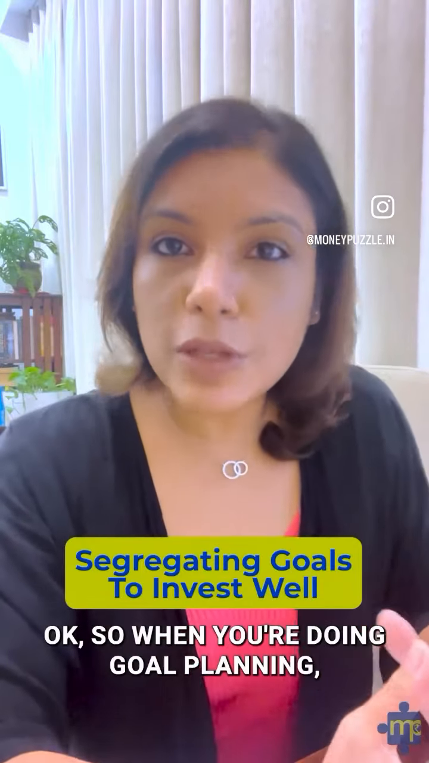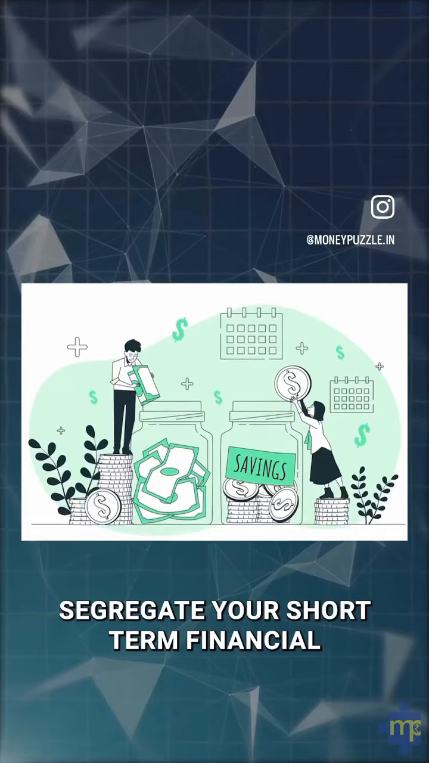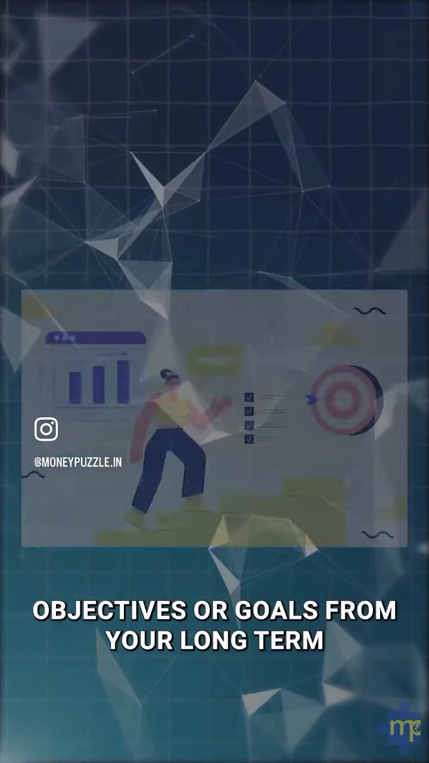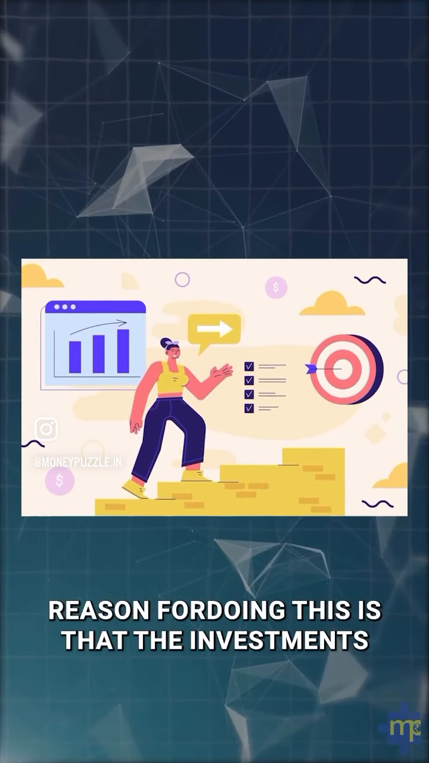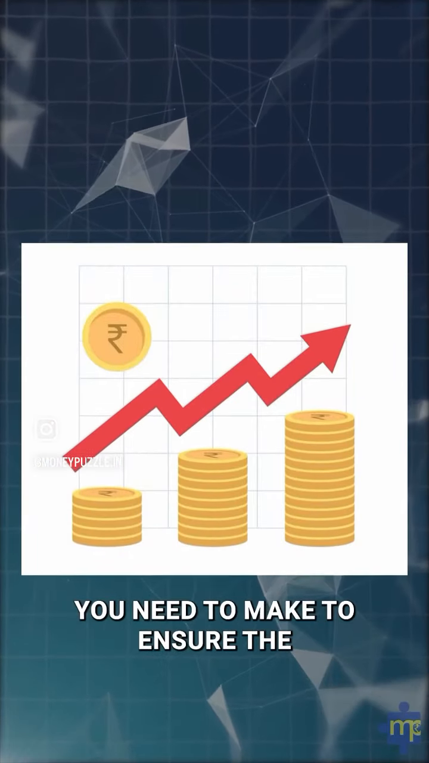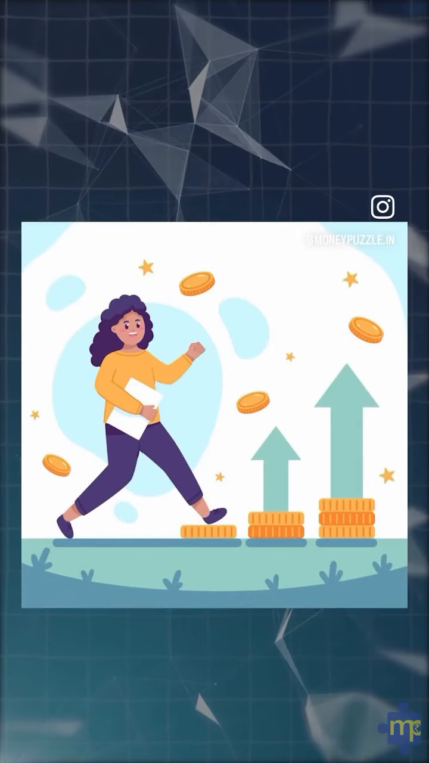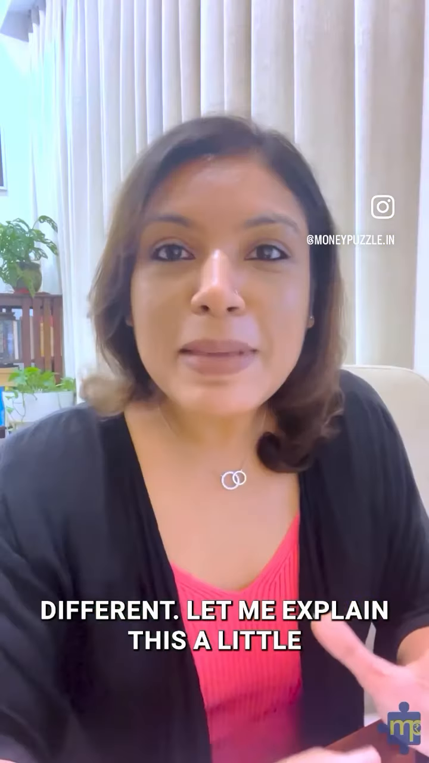Okay, so when you're doing goal planning, what you need to ensure is that you segregate your short-term financial objectives or goals from your long-term financial objectives and goals. The reason for doing this is that the investments you need to make to ensure the fulfillment of these financial objectives, short-term versus long-term, are going to be different. Let me explain this a little bit.